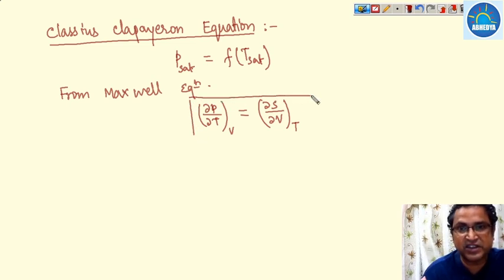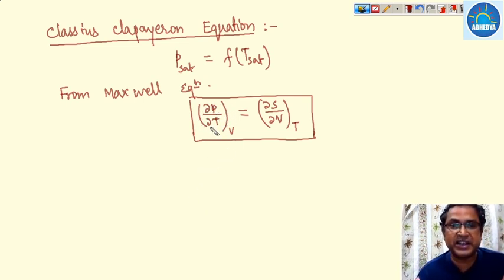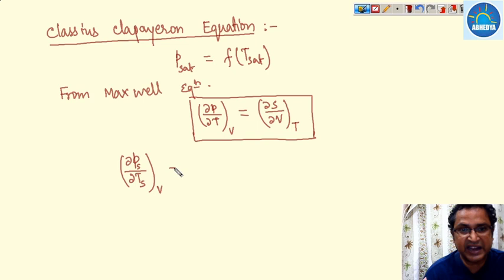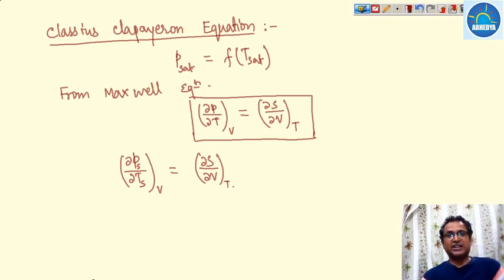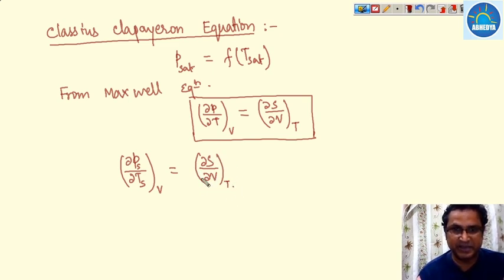So this is your Maxwell equation, and now we are considering that the phase transfer is taking place. Then this is the saturation pressure and saturation temperature, and I am writing them as del Ps and del Ts at constant volume, and this is equal to del S over del V at constant temperature, because during the phase transfer the temperature remains constant.